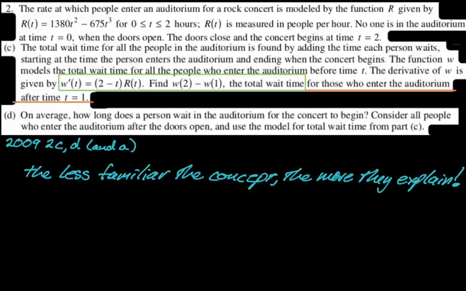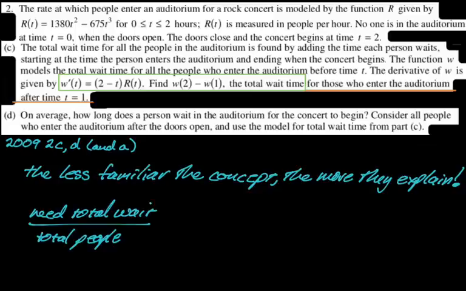So that's what I'm trying to get at here. They're telling you how to do it. That's why it's a big, long, scary problem. And usually these are actually a little easier than other problems because they have to tell you exactly what to do. So we need basically the total wait time divided by the total people.